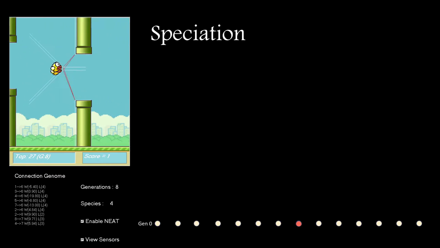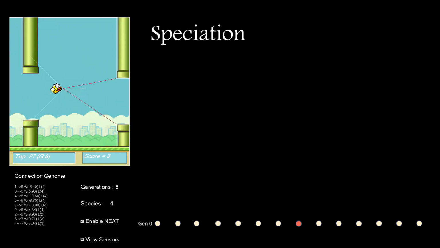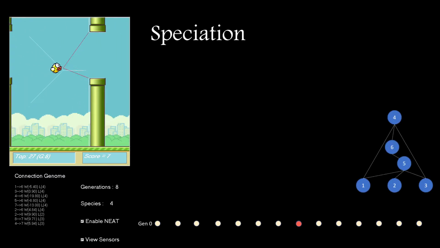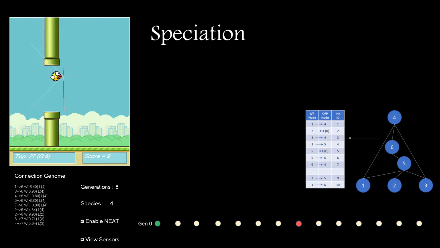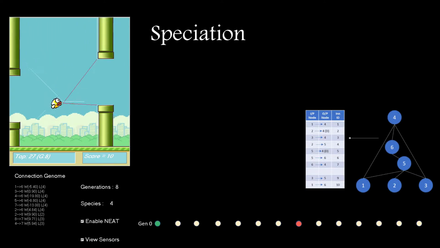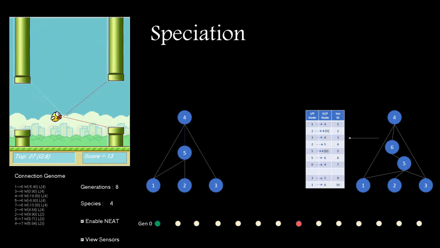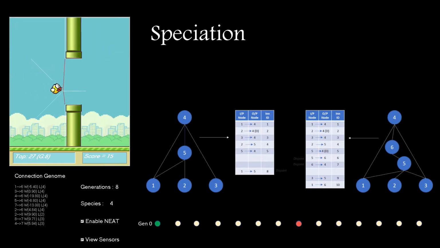So first up is speciation, and this is a process that happens for each new generation. A parent is chosen at random from the entire population and assigned to species 1, and its structure is then compared with every other bird in the population. If the differences in their structures is below a certain threshold, then they will be added to species 1 as well.